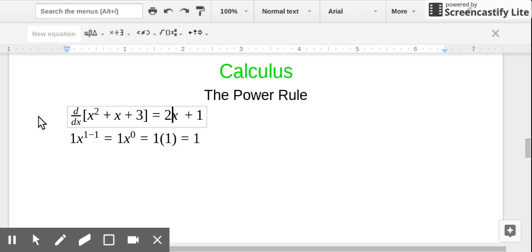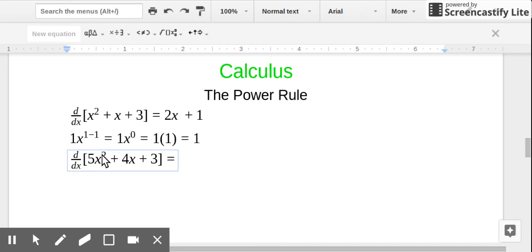We'll go ahead and use this same notation. This time we'll say 5x squared plus 4x plus 3. We want to find the derivative.